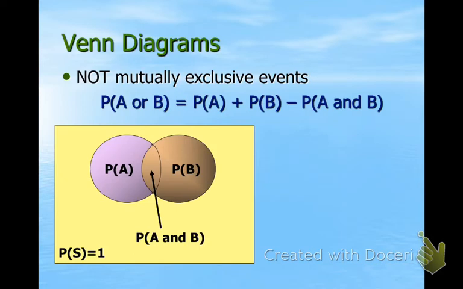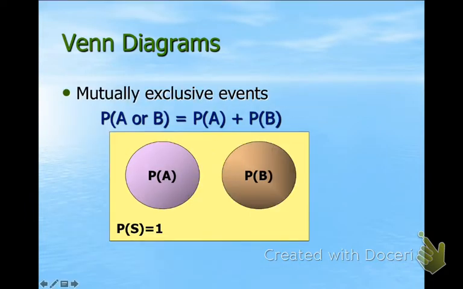Whenever you have not mutually exclusive events, basically what that means is there's going to be some overlap. Like if we have a male and female group, or if we have males and then we have people that are juniors in high school, there's going to be overlap there. There's going to be male students that are juniors.